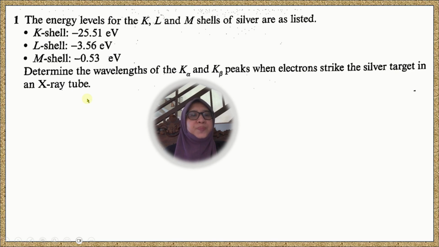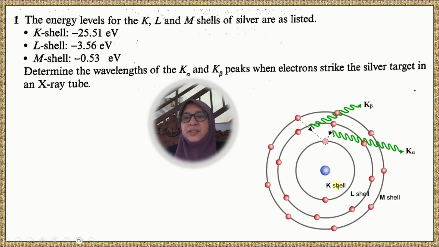X-ray tube. So K shell is the shell nearest to the nucleus atom, followed by L shell and then M shell. So we are going to find the wavelength of the K alpha. K alpha is the photon emitted when the emptied electron in the K shell is filled in by the L shell. Okay, L to K.